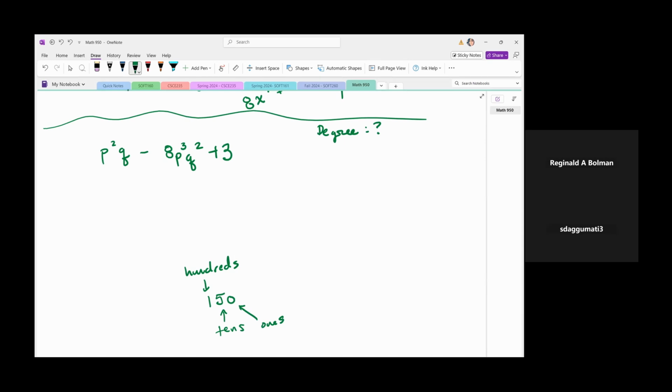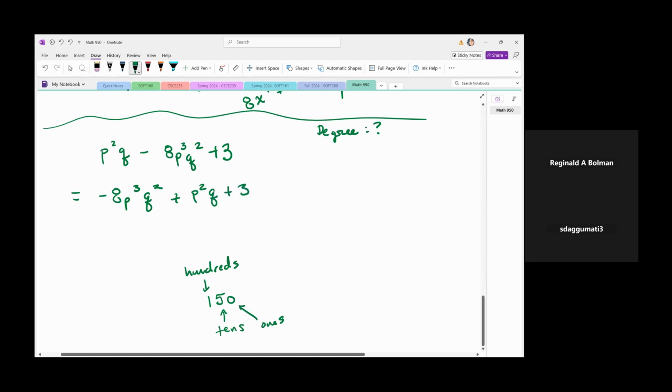And so the first thing that you do whenever you're given a random polynomial expression is you're always going to rewrite that polynomial expression in terms of its highest degree. So in this instance, I see that negative 8p cubed q squared is the term which has the highest exponents. So I'm going to go ahead and put it up in front.